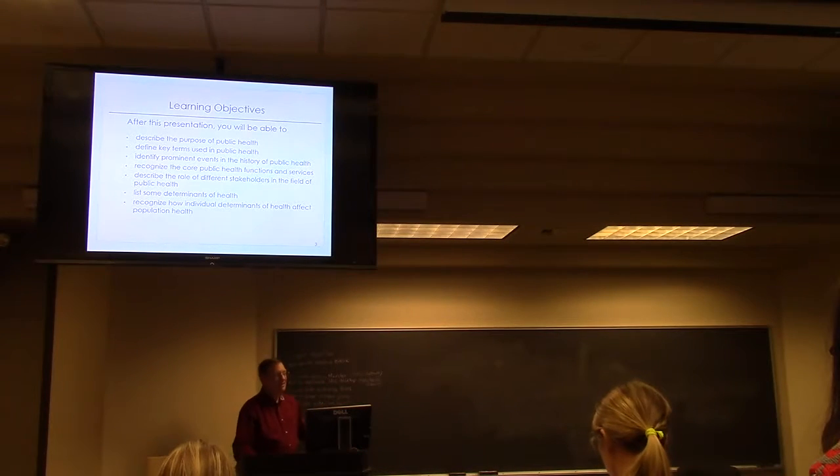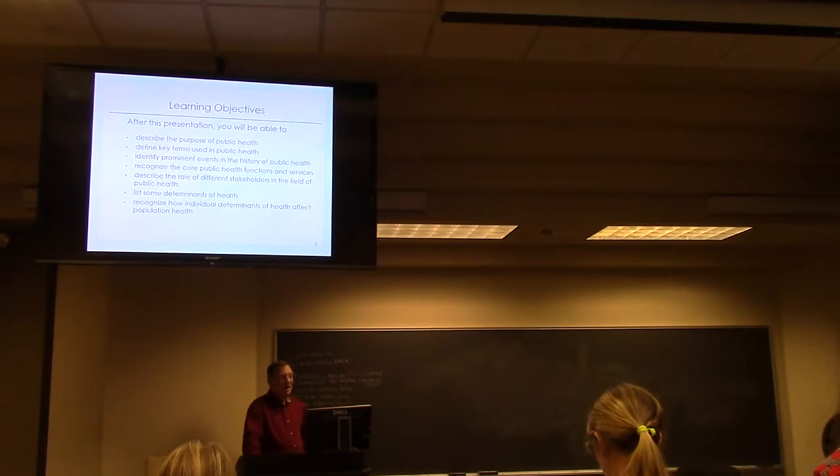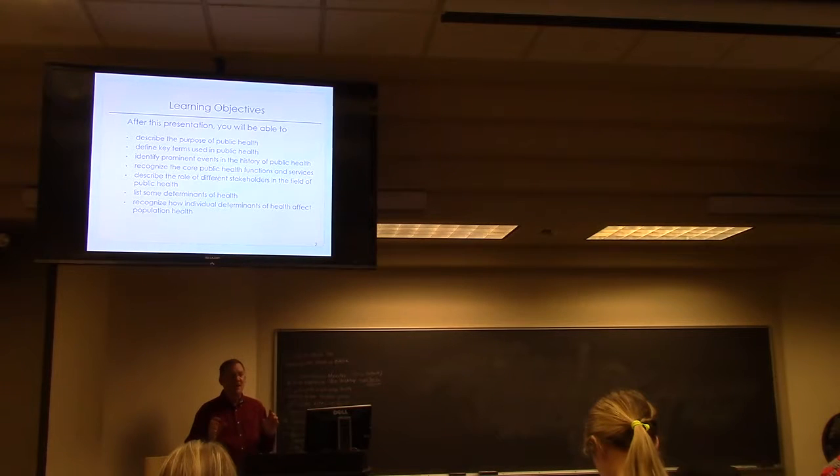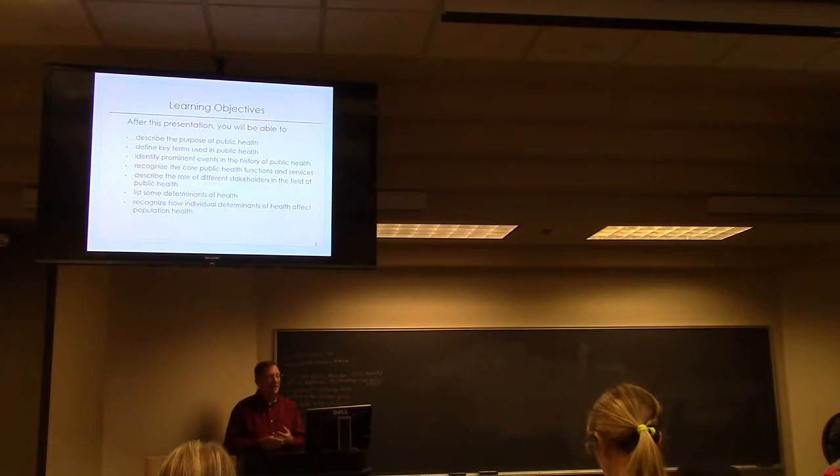You've got some learning objectives here. Describe the purpose of public health, define key terms, which we'll look at, identify prominent events in the history of public health, recognize the core public health functions and services, describe the role of the stakeholders in the field, and determinants of health, what are those? A lot of these will be somewhat intuitive, but determinants of health is a big issue these days. And then recognize how individual determinants of health affect population health.